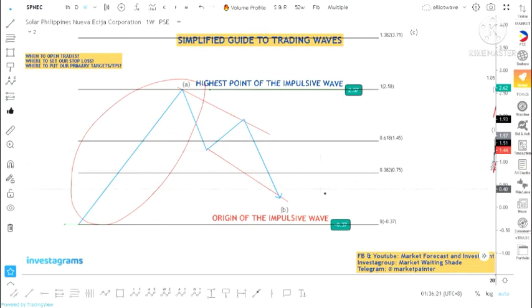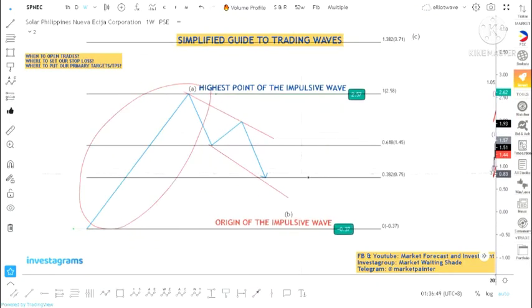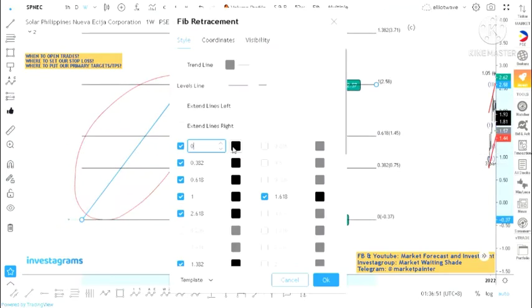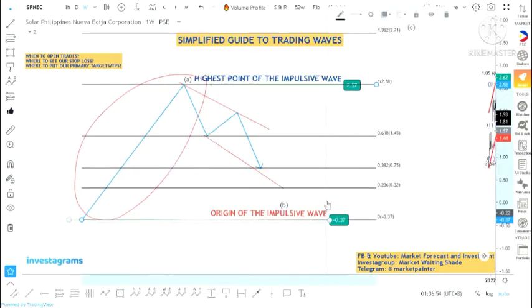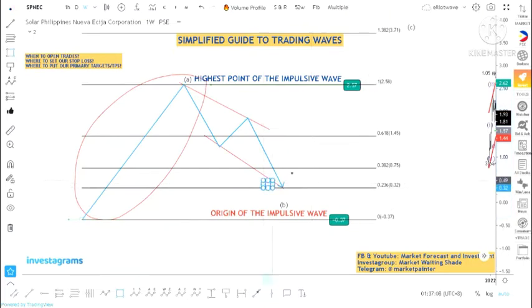So generally, if a first impulsive wave appears, corrections of this structure will be either on the 382 or on the 618. This is a high probability setup, but in any case, there are some instances where the price will correct much deeper. So this one will be like this. It corrected until the 236. So this zone is our area of interest.